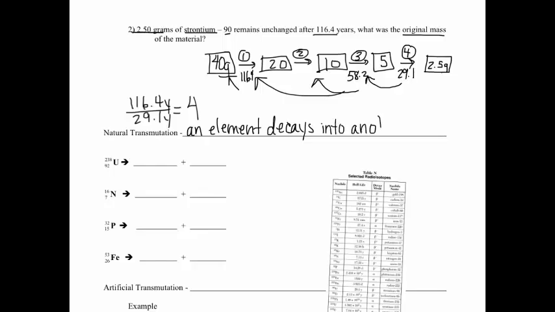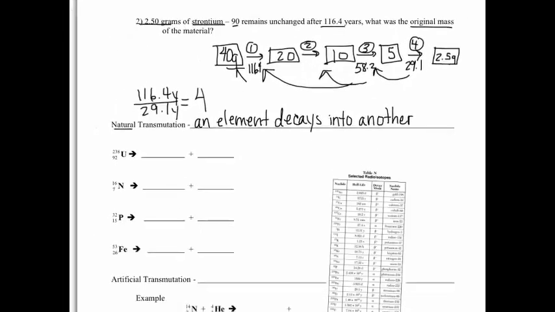And it does that by emitting particles from the nucleus. What makes it natural is that it does it all on its own. It's naturally radioactive to start with. You can tell you have a natural transmutation reaction because there's only one thing on the reactant side. You'll see in a few minutes when we talk about artificial that there'll be something additional here. It has to be hit with a particle in order to make it radioactive and make it emit a particle. In a natural transmutation, you're only going to see that one reactant.